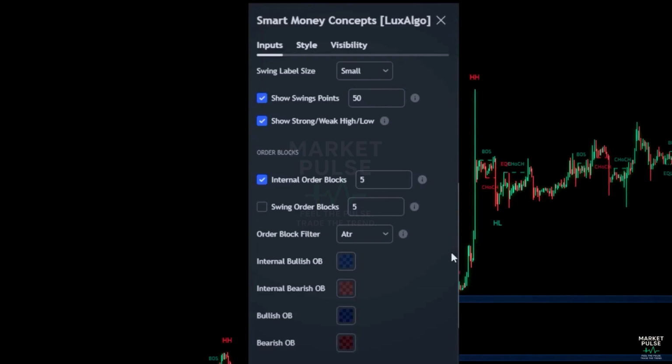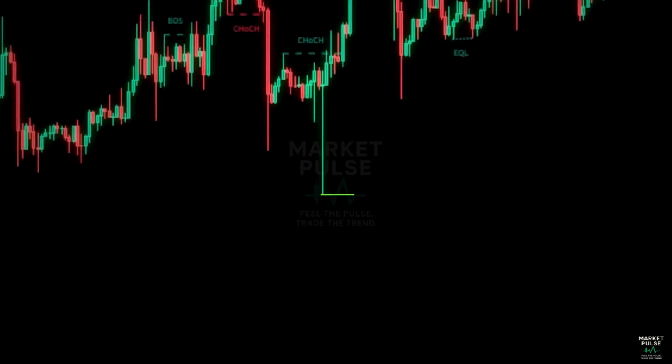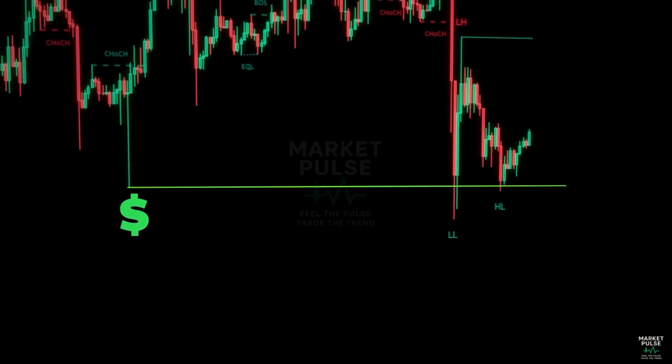First thing we want is a trending market. Whether it's up or down, in this example we have a bullish case indicated by our higher highs and again higher lows. First, we want to see a low taken out. This is logical because this is where liquidity is resting.